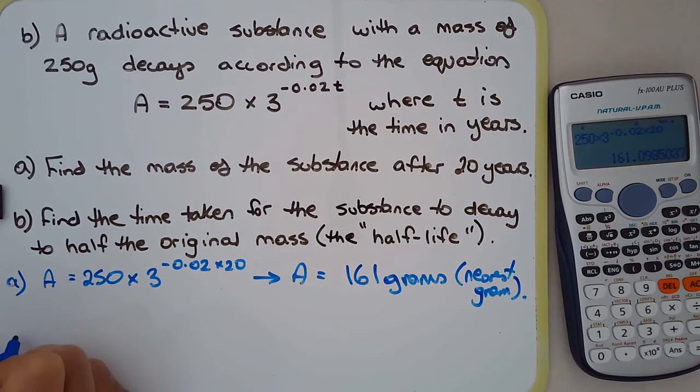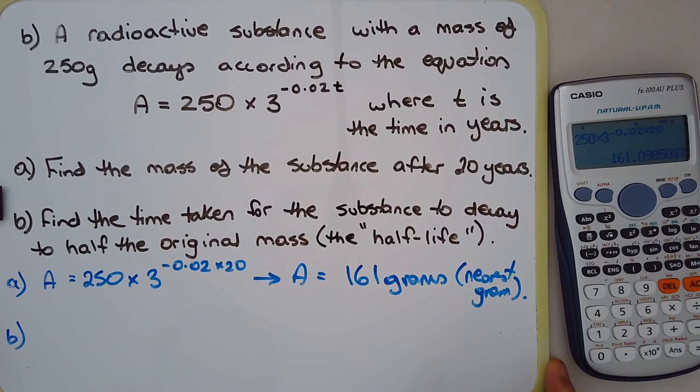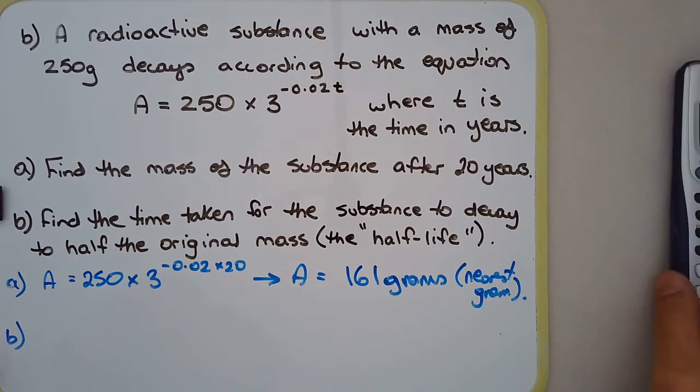And for part B, find the time taken for the substance to decay to half the original mass. This is a bit like part A, where you're asked to find how long it takes for something to double or triple in value. This is effectively the same thing, except we're just trying to find the time for the mass to halve, to half of what the original mass was, as opposed to doubling. So like money, for example, or investing money, this is sort of going the other way around.